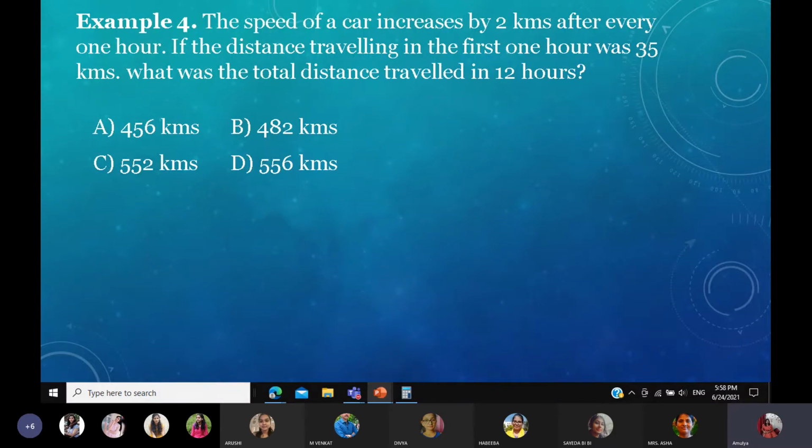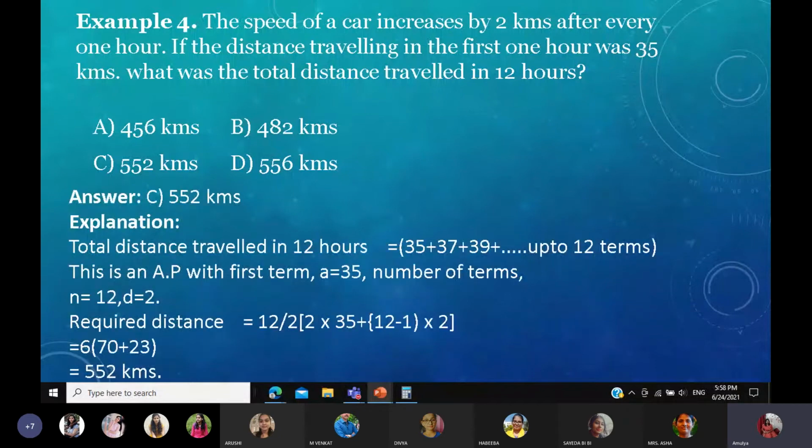Fourth question. The speed of a car increases by 2 kilometers per hour after every 1 hour. If the distance traveled in the first 1 hour was 35 kilometers, what is the total distance traveled in 12 hours? Option A is 456 kilometers, B is 482 kilometers, C is 552 kilometers, and D is 556 kilometers. Answer is 552 kilometers. Explanation.